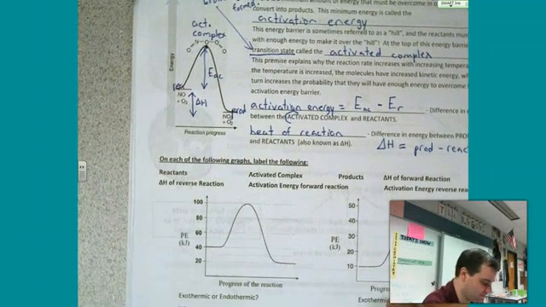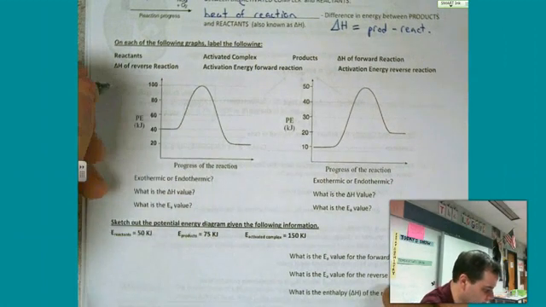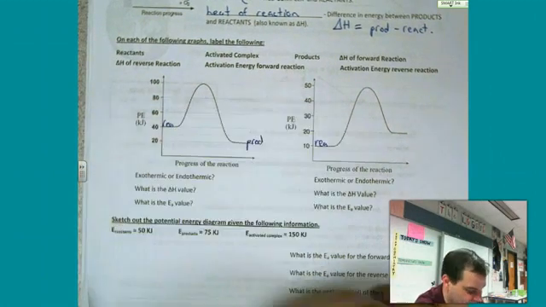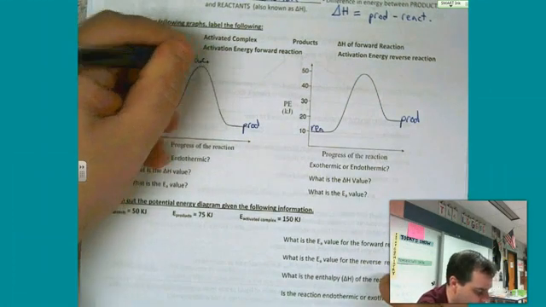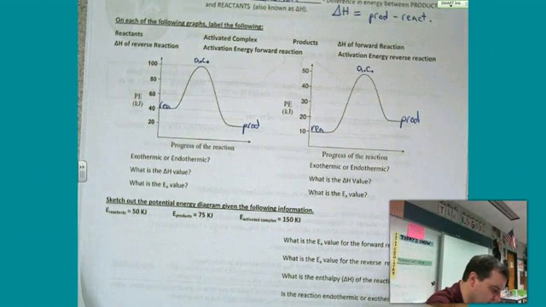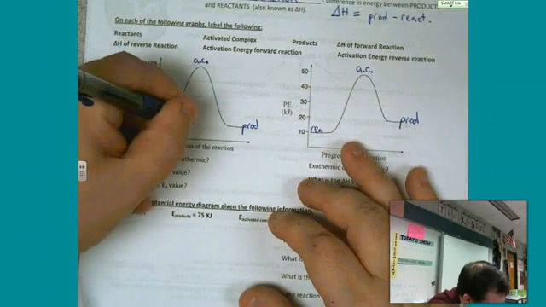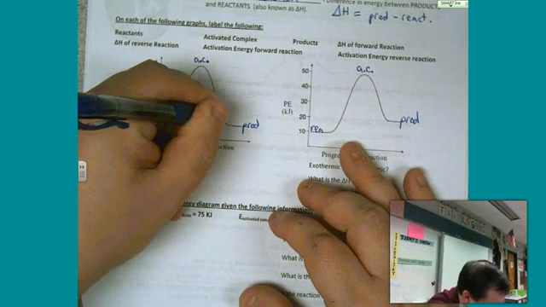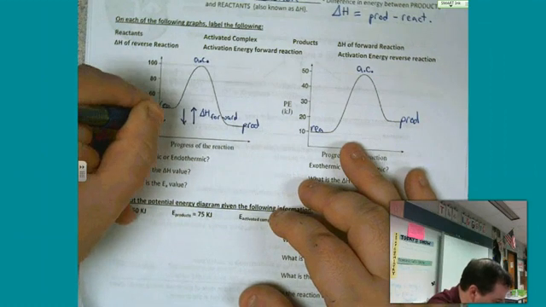Let's look at some examples. We are going to label the following. Reactants is where we start. Products is where we finish. The activated complex is the top of our energy hill. Delta H for the forward reaction is from here to there, so this is delta H forward. And then this would be delta H backwards.